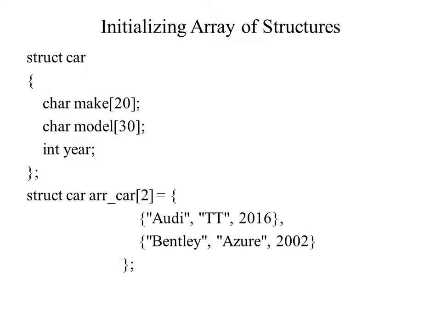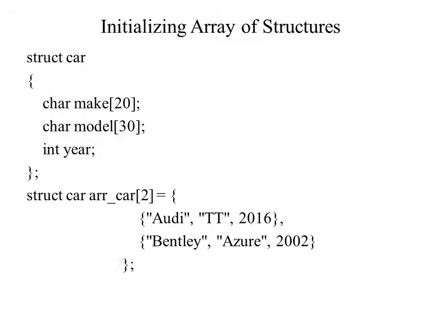Now initializing an array of structures. In the earlier example we were taking values from the user, which is the more user friendly approach. If we want to initialize the array of structures directly, you can see on the slide we are taking struct car with make, model, year. Now we are taking arr_car as the array name of type struct car, and the size of the array is 2. So we have two locations, the 0th location and the first location.